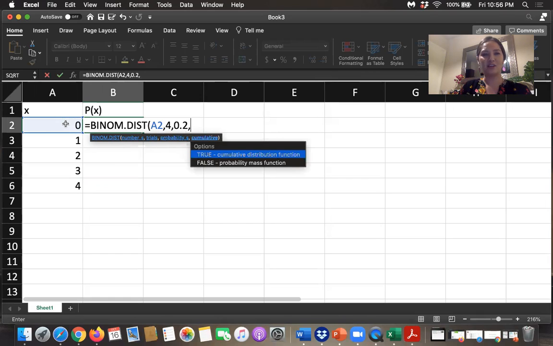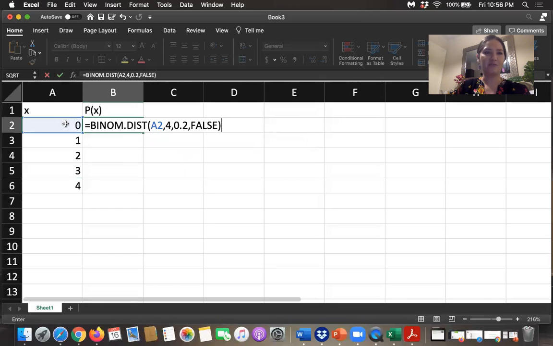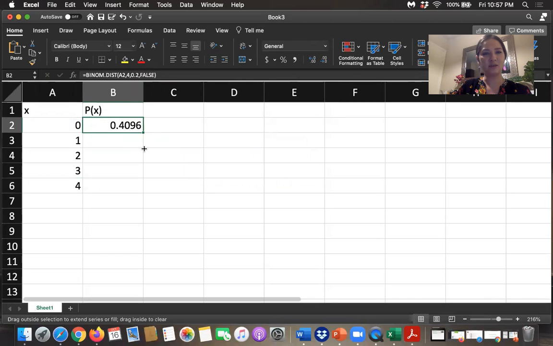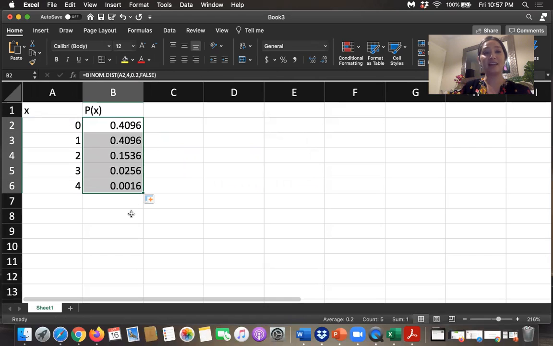And we're not interested in a cumulative probability distribution. We just want the probability for X successes in 4 trials. So just type false for that last one, because we're not looking for cumulative probabilities. Hit enter, then take that corner, drag and drop, and this is what we get. 0.4096, and the same thing, and then this, and then this. I believe the probabilities in our table are rounded to 3 decimal places, so this is what I would expect to see in the table.